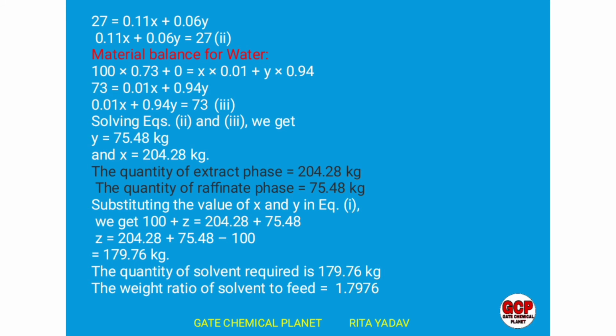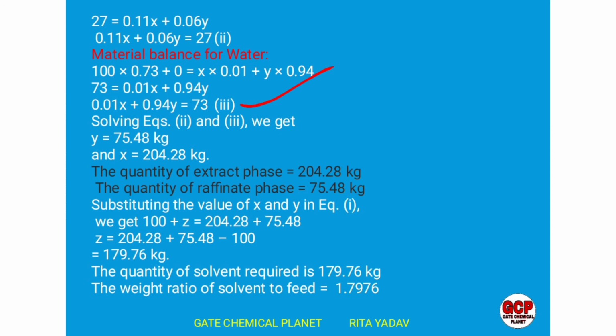By applying the component balance for water we will get equation number 3. It is very easy to write the component balance for water. So solving equations 2 and 3, because the second and third equations are in terms of x and y, we can easily solve these two equations for the x and y values. Finally we will get the values of x and y, where x is the quantity of extract phase in kilograms.